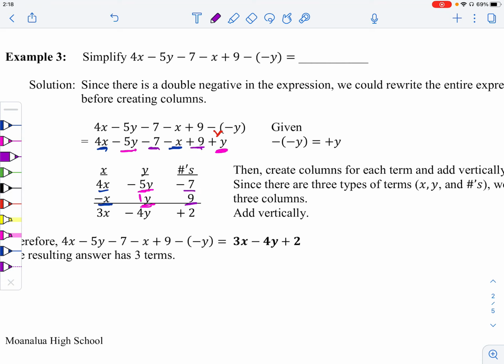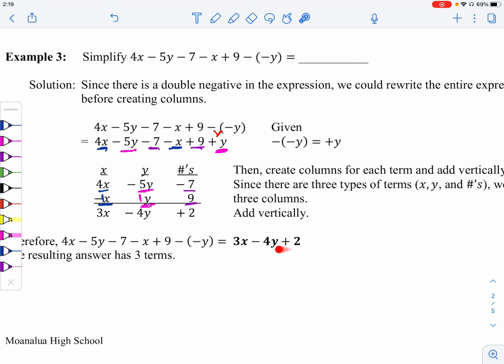That's how we got that. So now we just add straight up and down. 4 minus 1x, because that's a 1, right? 4 minus 1 is 3. So we got 3 x columns, right? It's 3 x's. In our y column, we got -5 plus 1, which is -4 y's, right? -4y. Our numbers, -7 plus 9 is +2. And that's our answer. 3x minus 4y plus 2.